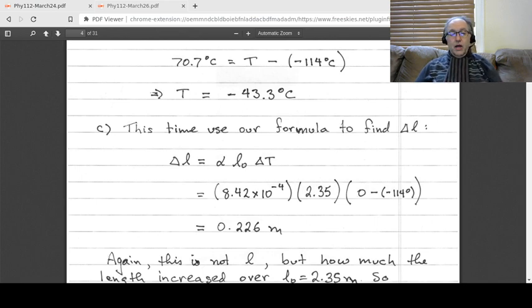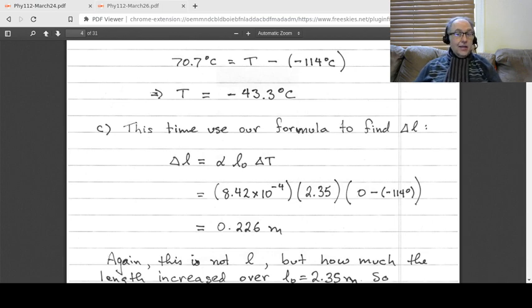And so we substitute in all of our numbers. We substitute in for alpha that we found above, and the L naught of 2.35 throughout the problem. And now delta T is, you're at a temperature 0, and that's above that minus 114, so it's 0 minus minus 114. Notice the double minus in there because you're subtracting the T naught, but the T naught itself is negative. You just work that through on your calculator and you'll get 0.226 meters.